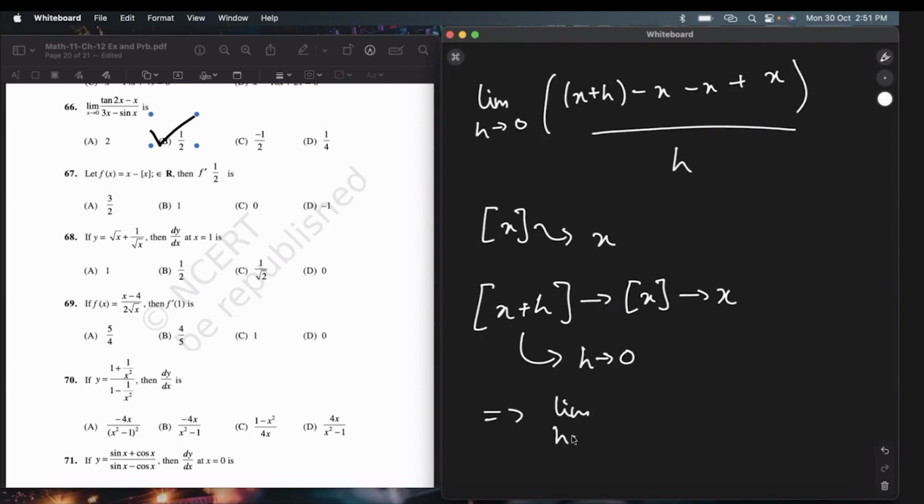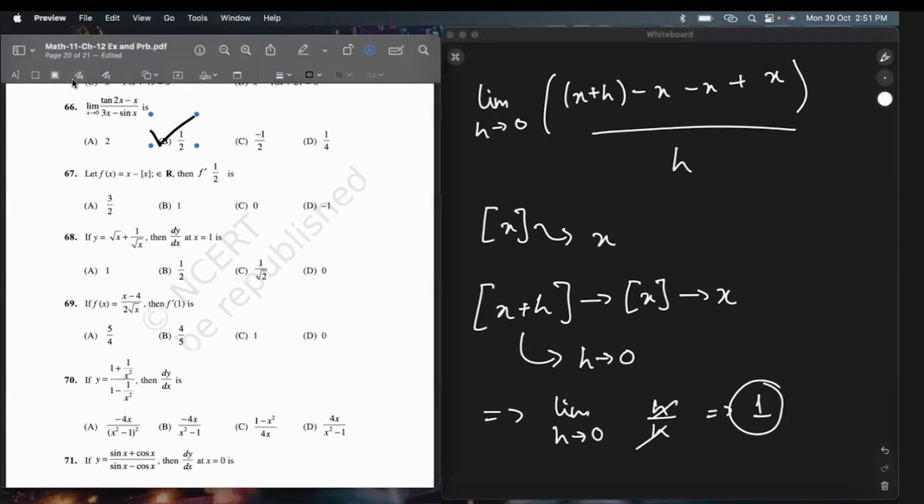On simplification, all the x's have been subtracted, and I will get a value of 1 simply, right? So it was a question that seemed pretty complex if you don't know the first principle on it. You should be comfortable with the first principle. Yeah. So let's move on to the next question.